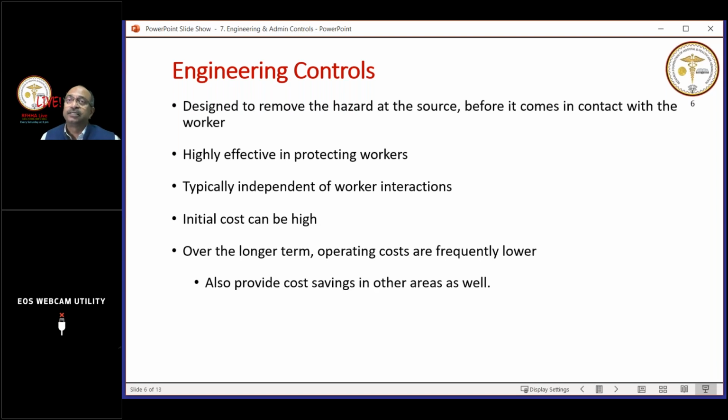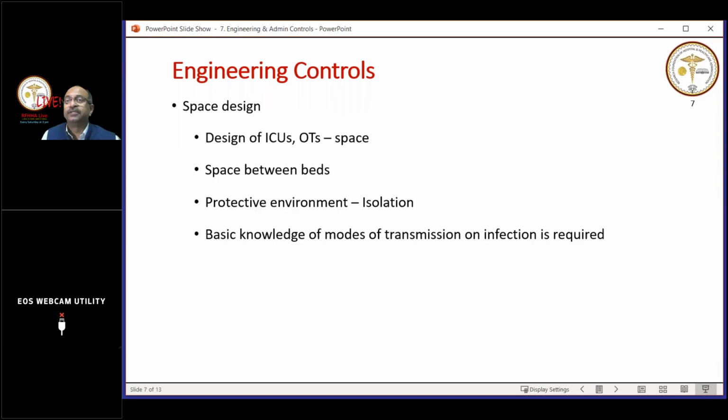However, for making these engineering controls, the initial costs can be high. We will also see some examples as we go along. So over the longer term, the operating costs are lower, but the initial cost of making the engineering controls may be higher. Also, the engineering controls may provide cost savings in other areas as well. So we will shortly see how it really works.